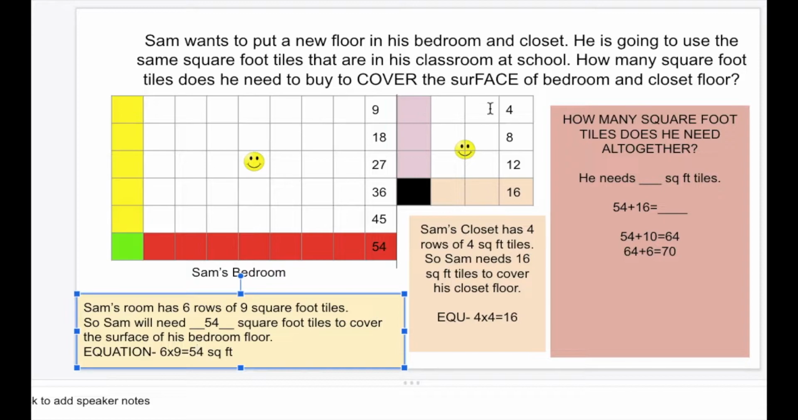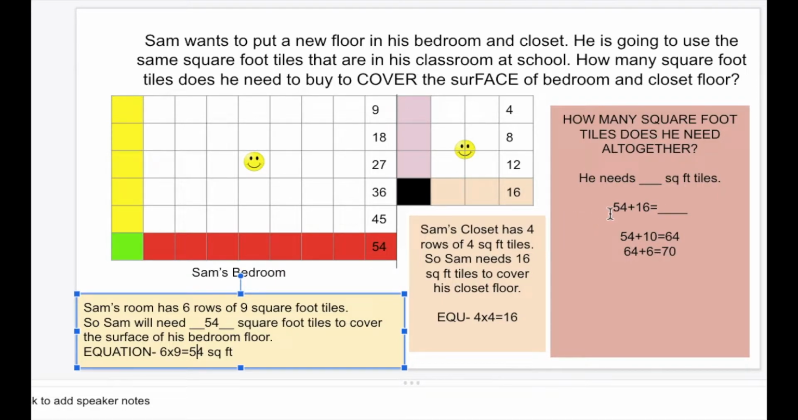So there are 4 rows of 4 square tiles, and that would be, if it's 4 feet long, I could fit 4. 1, 2, 3, 4. I could fit 4 square foot tiles on the length of the closet, and I could fit 1, 2, 3, 4 tiles in each row. So that is 16 square foot tiles for the closet and 54 square foot tiles for the room.